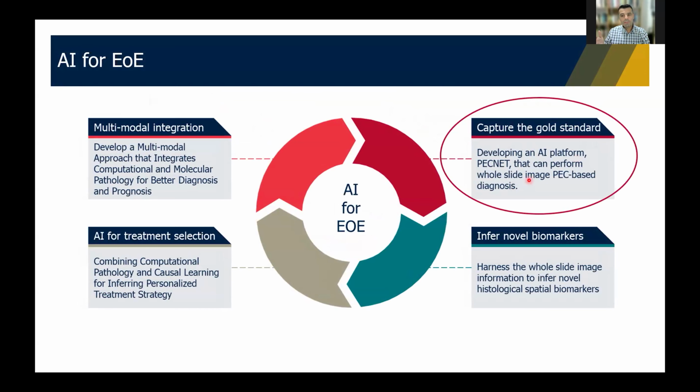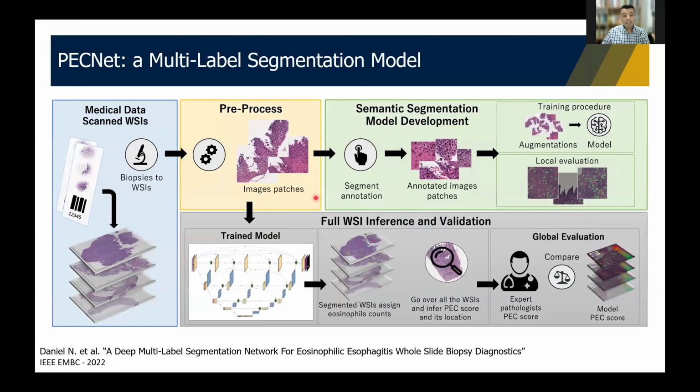We want to capture the gold standard. And what is the gold standard? Well, we want to know whether there are more than 15 eosinophils in a high power field, whether we have a peak eosinophil count of more than 15 or not. That's the gold standard. Can we recapitulate it with the machine? And the answer is yes.